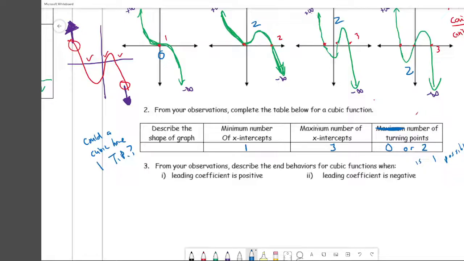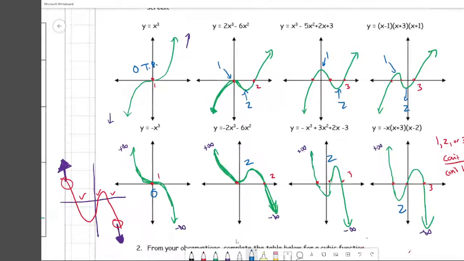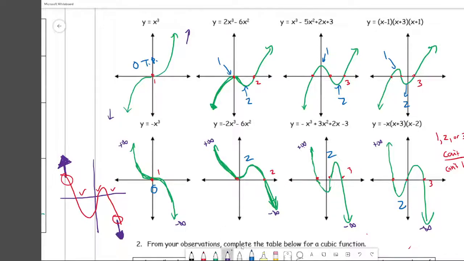From your observations, describe the end behaviors for the cubic when the leading coefficient is positive or negative. All right. So let's look at our end behavior one more time. Notice this one started low and ended high. Started low, ended high. The leading coefficient is positive, positive, positive, and remember when this one gets expanded, it'll be x cubed plus a bunch of dots that we don't need to worry about.